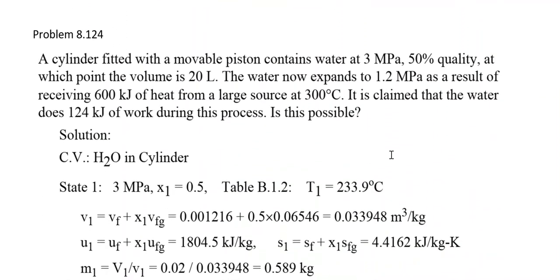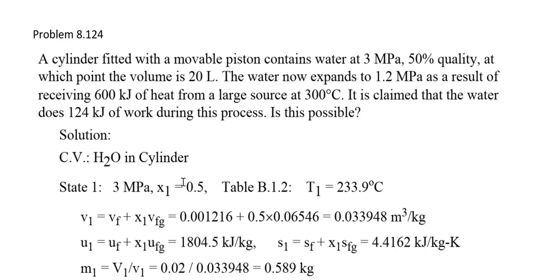Moving towards another problem, number 8.124 from Borgnakke and Sonntag, the 7th edition book. A cylinder fitted with a movable piston contains water at 3 megapascal, 50% quality, at which point the total volume is 20 liter. The water now expands to 1.2 megapascal as a result of receiving heat, which is 600 kilojoule from the large source placed at 300 degrees centigrade. It is claimed that the water does 124 kilojoule of work during this process. Is the process possible or not?